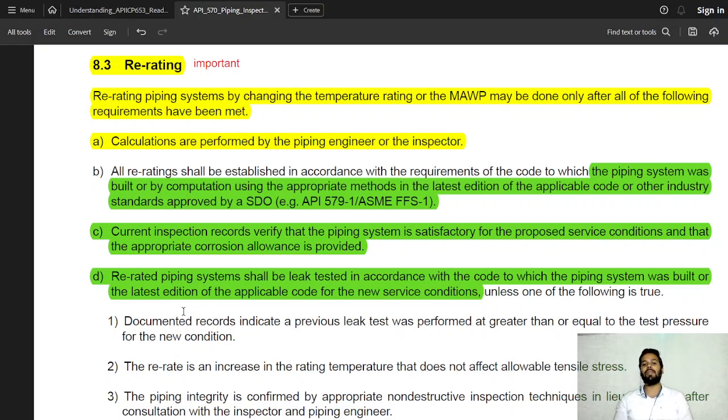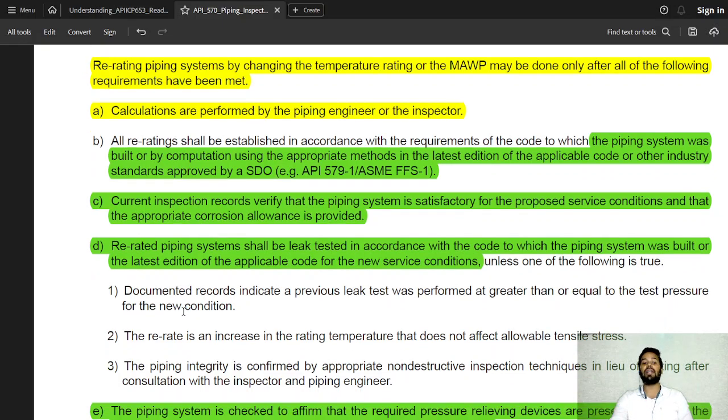So calculations are performed by the engineer or the inspector. The piping system was built or by computation used using the appropriate methods in the latest edition of the applicable code or other industry standards approved by SDO. The current inspection records verify that the piping system is satisfactory for the proposed service conditions and that appropriate corrosion allowance is provided. Re-rated piping system shall be leak tested in accordance with the code to which the piping system was built or to the latest edition of the applicable code for new service conditions.